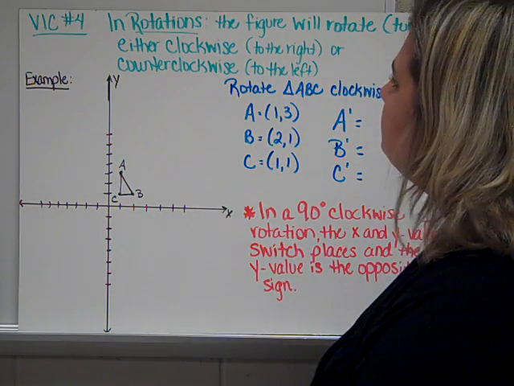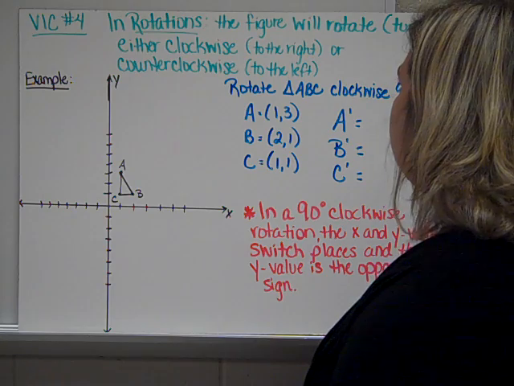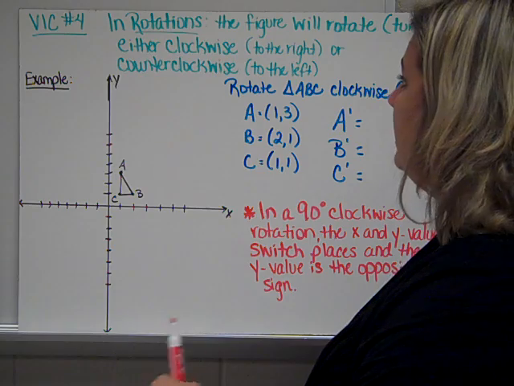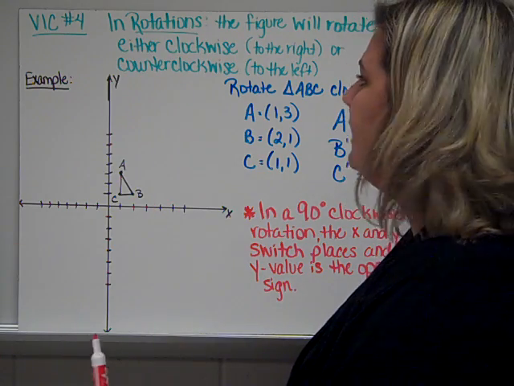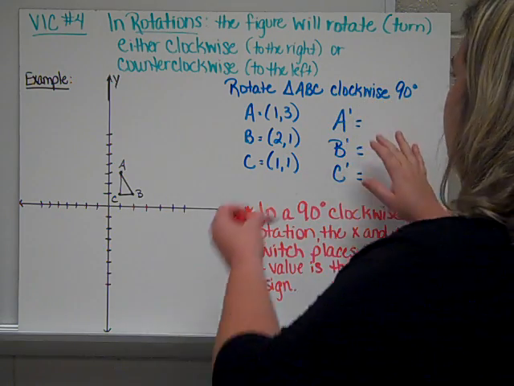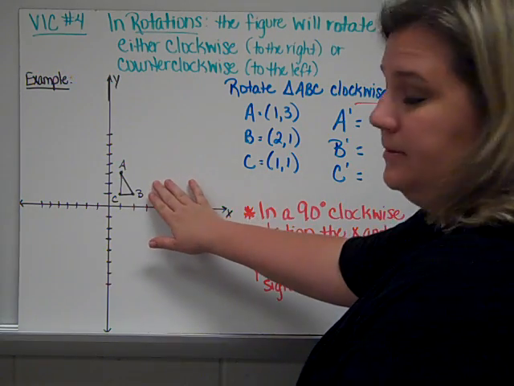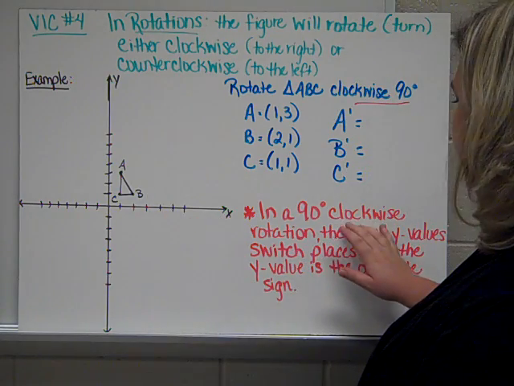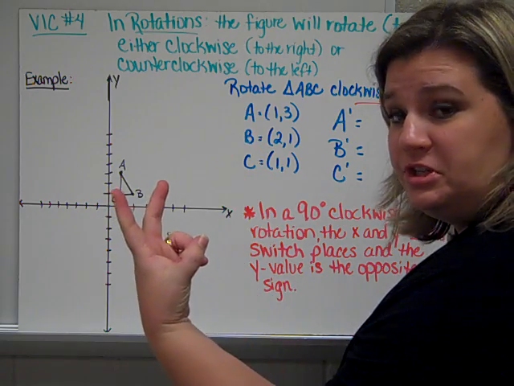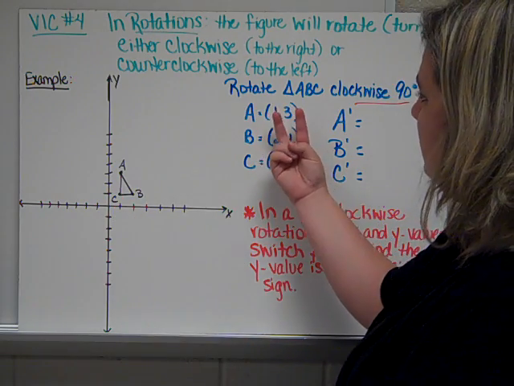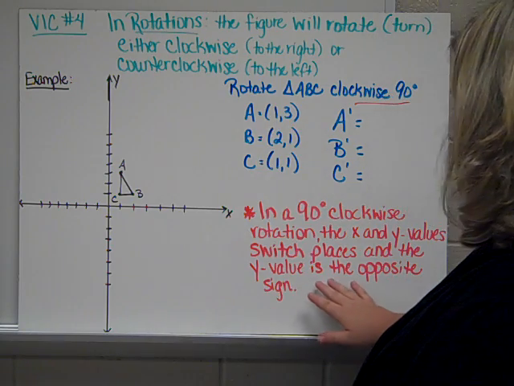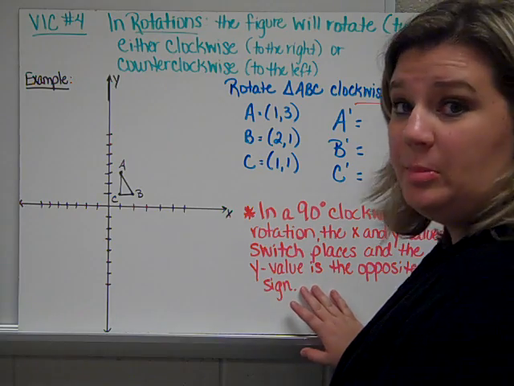Big number 4. In rotations, the figure will rotate or turn either clockwise, which means it's going to go towards the right, or counterclockwise, which is going to go towards the left. In this example, we're going to rotate triangle ABC clockwise to the right. Here's a little note. In a 90 degrees clockwise rotation, the x and y values are going to change positions. In other words, the 3 is going to become an x coordinate and the 1 a y coordinate. And then the y value is going to have an opposite sign.